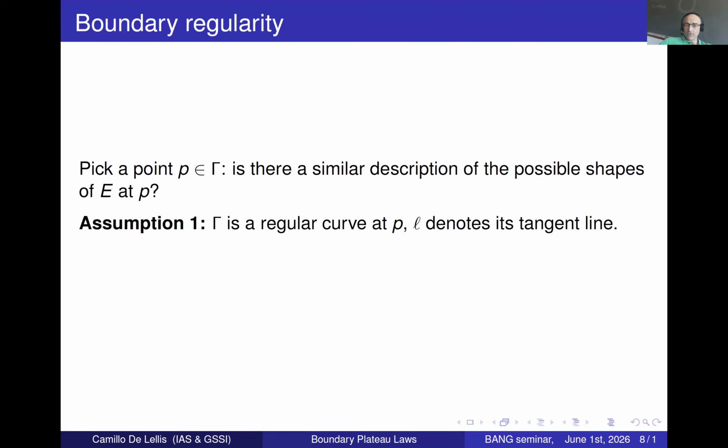Now, if you have a regular curve at P, one object which will play a pivotal role in the rest of the talk is the tangent line to the curve gamma at that point. And I'm going to denote it consistently with this letter L.